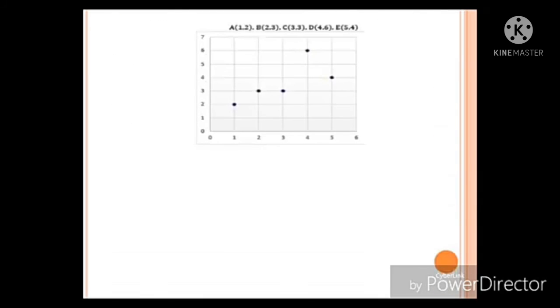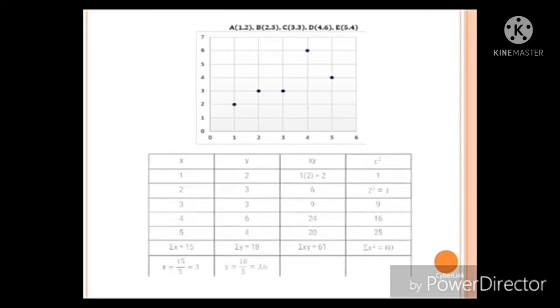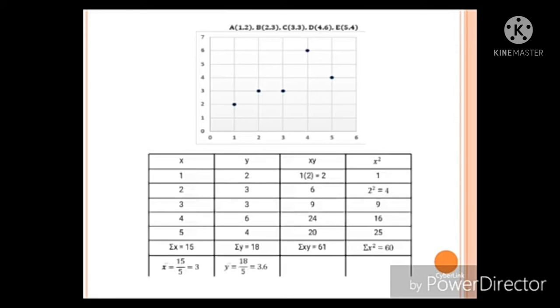Let us now determine the equation of the line which approximately models the relationship of the following points A, B, C, D, and E. Based on the table above, under x we have 1, 2, 3, 4, and 5, while under y we have 2, 3, 3, 6, and 4.